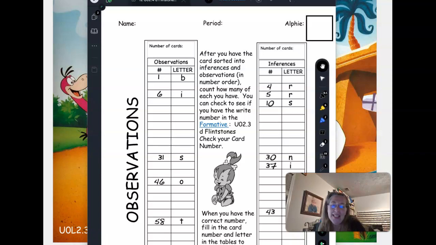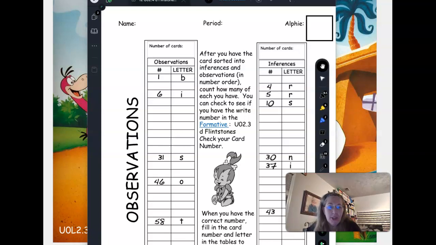Here we are in lesson 2.3D. Sorry, I had to look that up on our game plan there. So this is an activity that we're going to do together in class. If you don't finish it, that's okay. You can take it and work on it.